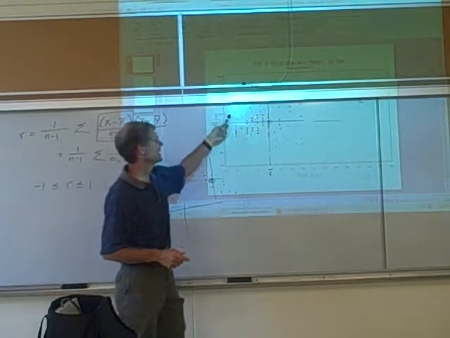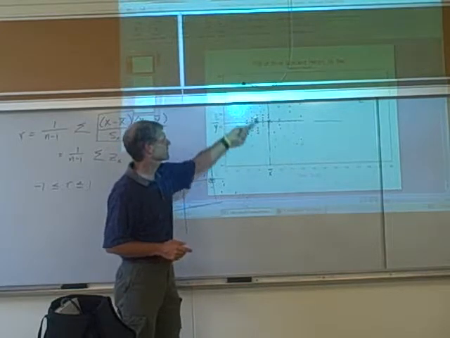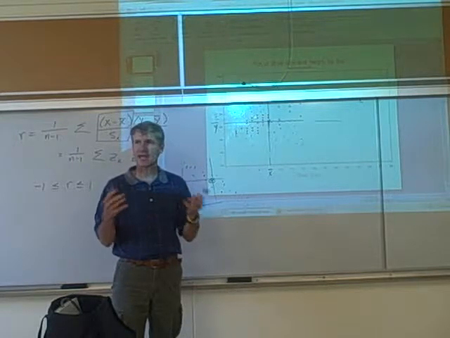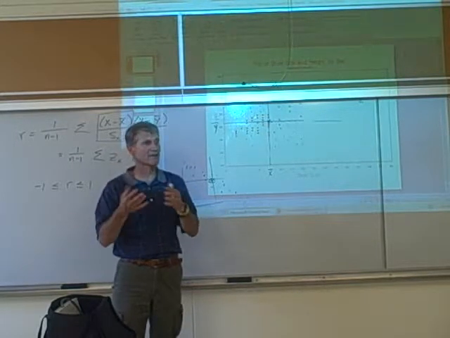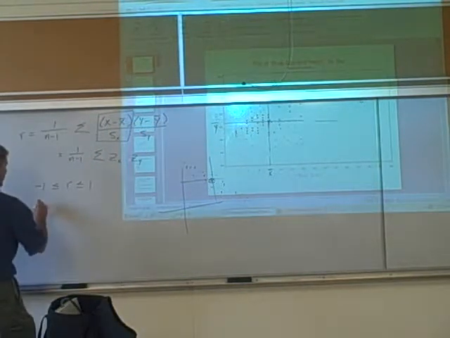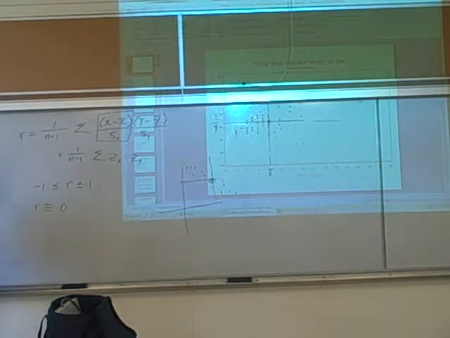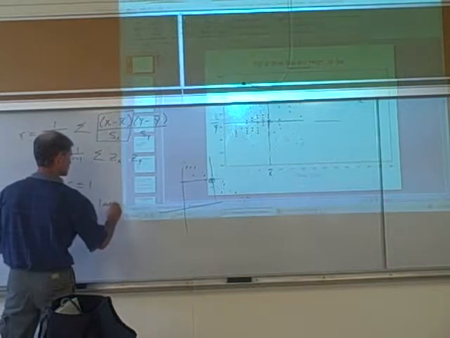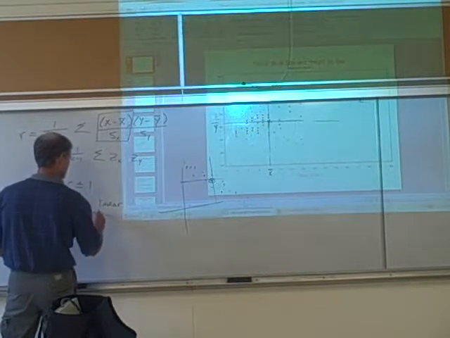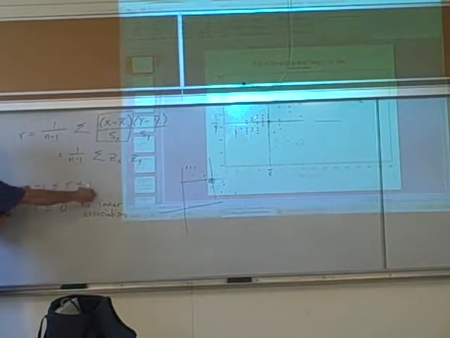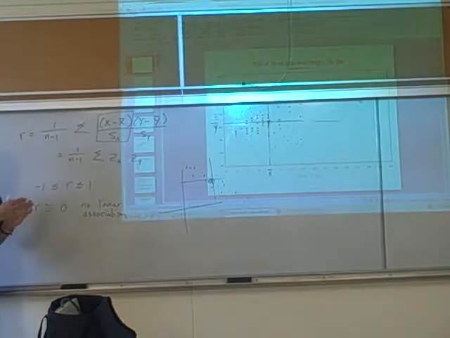Well, if I have just as many negatives as I do positives, and they're roughly the same magnitude, same distance from the centroid, then the negatives and the positives are going to add out, they're going to add to 0. So, correlation of near 0 is no linear association. As you get out closer to 1 in either direction, then you get stronger and stronger correlation, either positive or negative.